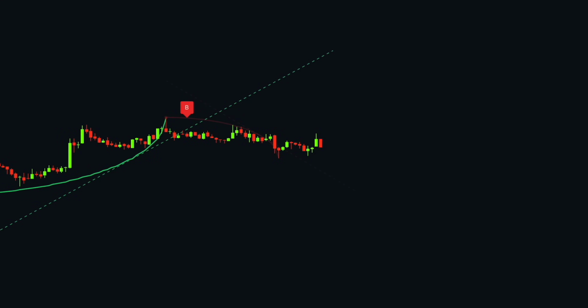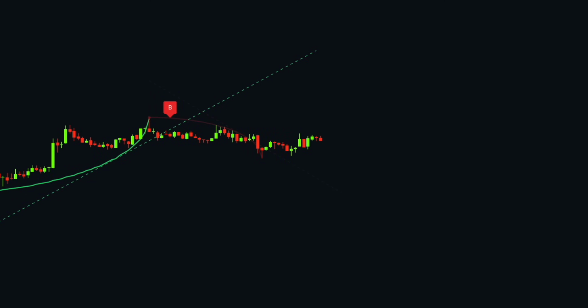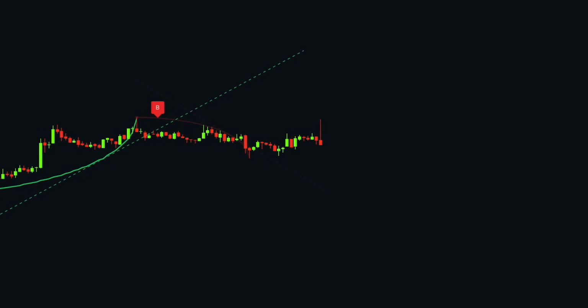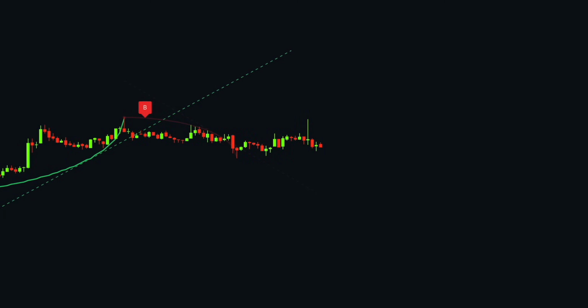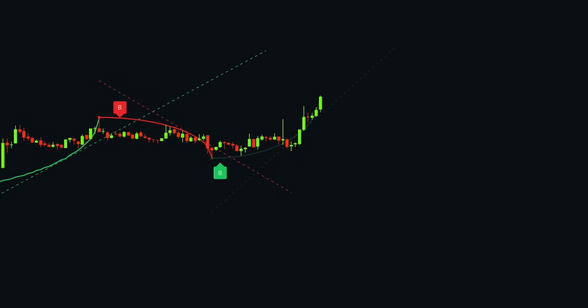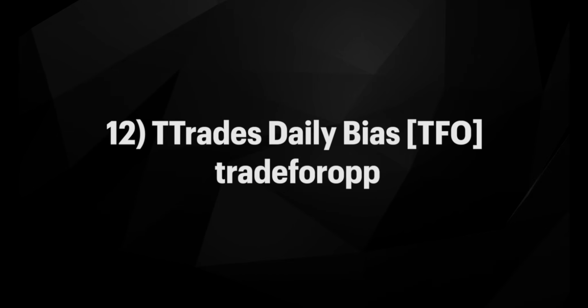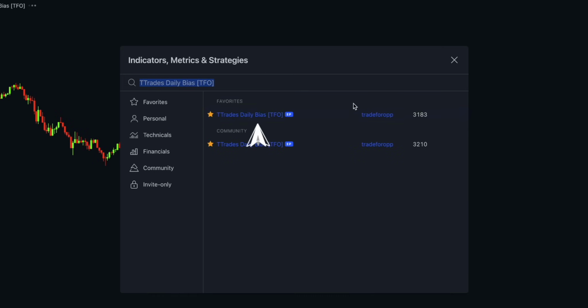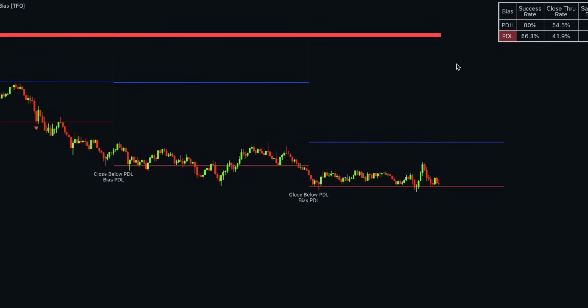Alternatively, you can plot this point as a horizontal line. This area works as support and resistance for the market, as well as the point where the balance in movement is found. All right, let's move on to the next indicator on my list, the Trader's Daily Bias by Trade for Op. This powerful tool aims to develop a higher time frame bias and collect data on its success rate. This indicator focuses on one specific method that uses previous highs and lows.